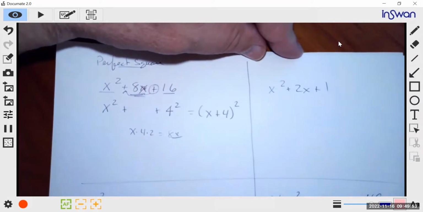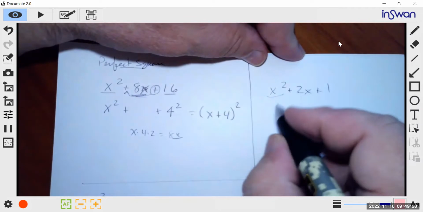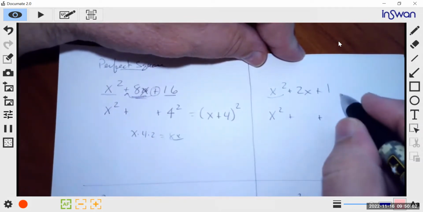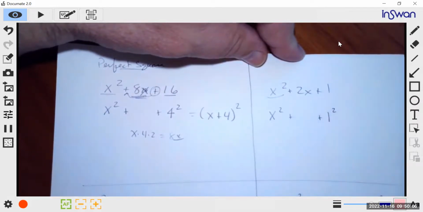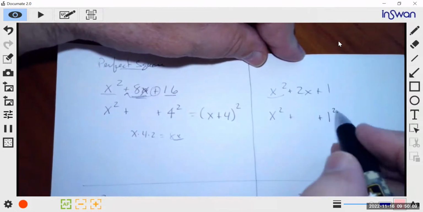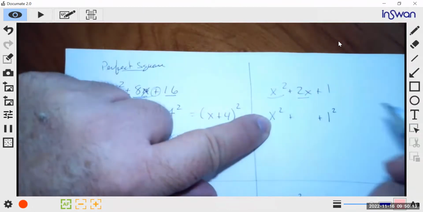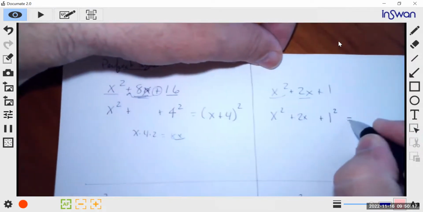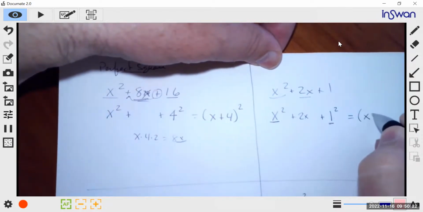The second one, does that satisfy the condition? Is the first term a square? Yes. Is the last term a perfect square? Does 1 squared equal 1? Yes. If I multiply 1 times x times 2, do I get the middle term? So because that is true, then it's x plus 1 squared.